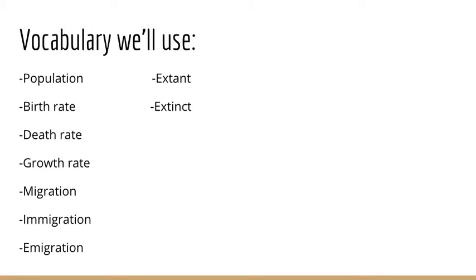So some vocabulary that we're going to use, that you should become familiar with: population, birth rate, death rate, growth rate, migration, immigration, emigration, extant, and extinct. Now, some of these I know are ones that are going to be familiar to you, and some of them you might not have heard before. So if you ever run into that moment, go ahead, pause, make a note of it, and we'll come back to it later.